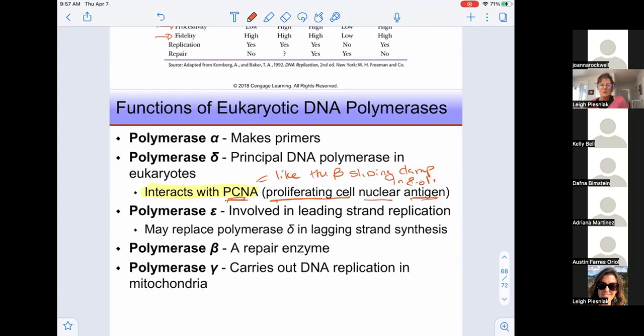So it's a strange name, but what you will see in the literature, if you're looking at DNA polymerases in different organisms, they will say, oh, this one is associated with a PCNA-like protein. And they use that as evidence to figure out it's the protein that is involved in replicating the genome. Epsilon is involved in leading strand replication and also can replace delta in lagging strand synthesis. Beta is a repair polymerase, gamma is in the mitochondria.